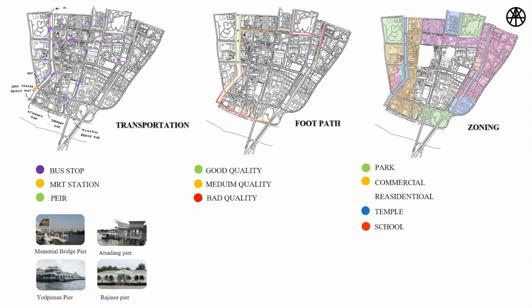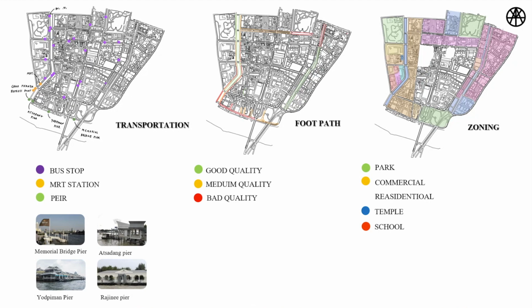So it shows the quality of each footpath. You can see the green ones have a good footpath with trees, but the orange ones have some obstructions on the footpath for pedestrians, and the bad quality ones have no footpath, and also have some obstructions.